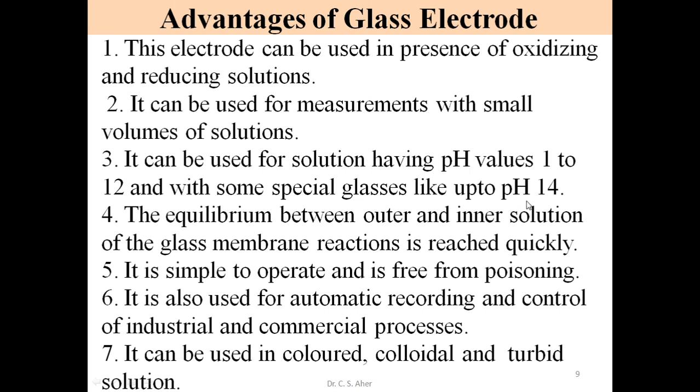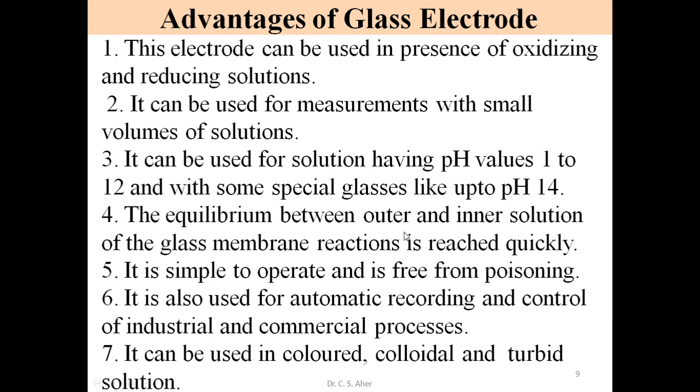This pH 14 means towards the alkaline solution, the more basic side. When we have a more basic solution, at that time the glass is attacked by that base, so we have this special glass electrode to measure this highly basic solution, that is pH 14. So with a general glass electrode we measure the pH from 1 to 12, and the special glass gives measurement of pH up to 14.